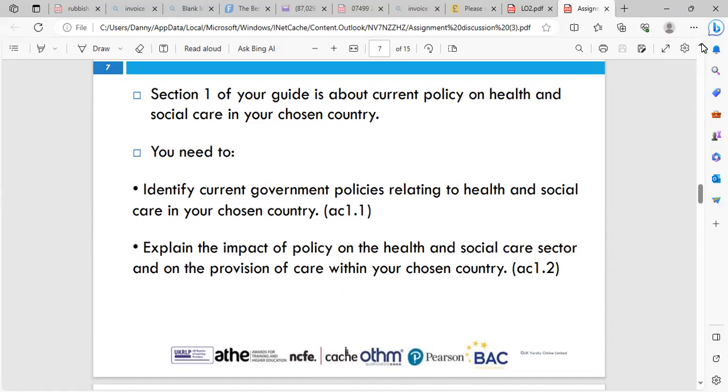So you need to identify current government policies relating to health and social care in your chosen country. Okay? And then you should be able to explain the impact of policy on the health and social care sector and on the provision of care within your chosen country. Now, what are some of the government policies that come to mind from the lectures? What will be some of the current government policies relating to health and social care in your chosen country?